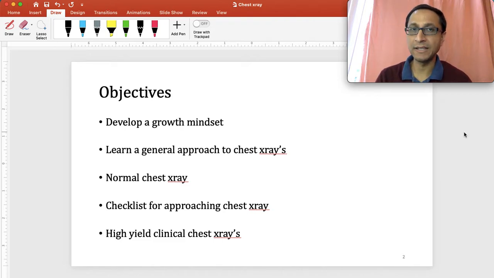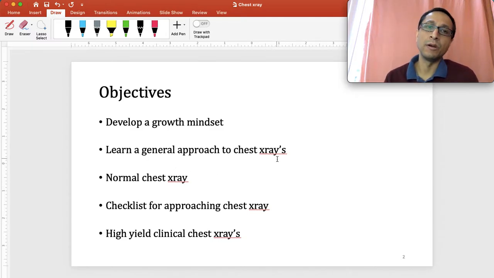Develop a growth mindset, because again, a lot of students have a mindset where as soon as they see an image, whether it's a chest x-ray, a CT scan, or any other kind of images on questions, they freeze up. So this mindset will help you overcome that. Learn a general approach to chest x-rays. I will take a look at a normal chest x-ray and what are the different things that you want to pay attention to. Checklist for approaching a chest x-ray.